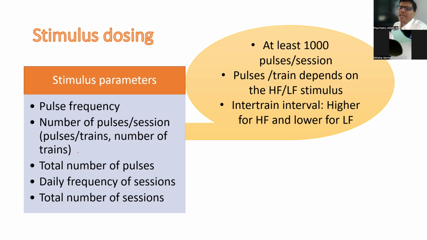When you are giving a high frequency protocol, you need to keep the inter-train interval a bit large so that the neurons reach a pre-stimulating, refractory-free state and will respond to the stimuli. The second thing is that there will be minimal side effects, that is, you can minimize the risk of side effects like seizure. But if you are giving a low frequency protocol, you can keep the inter-train interval shorter, as short as 5 seconds.